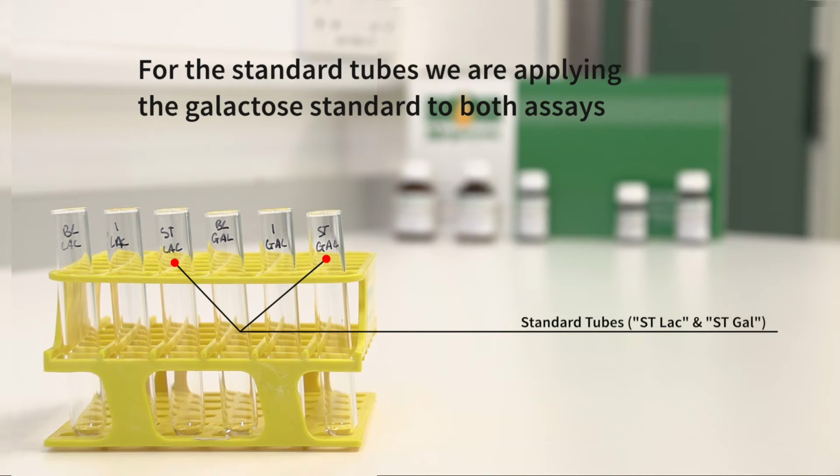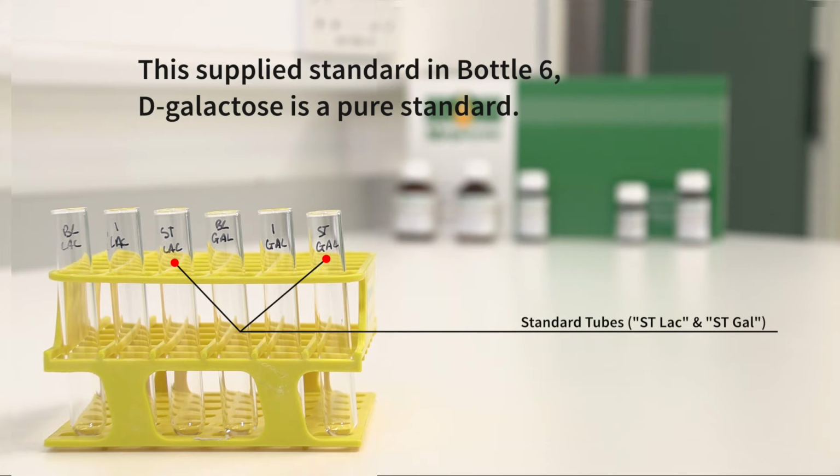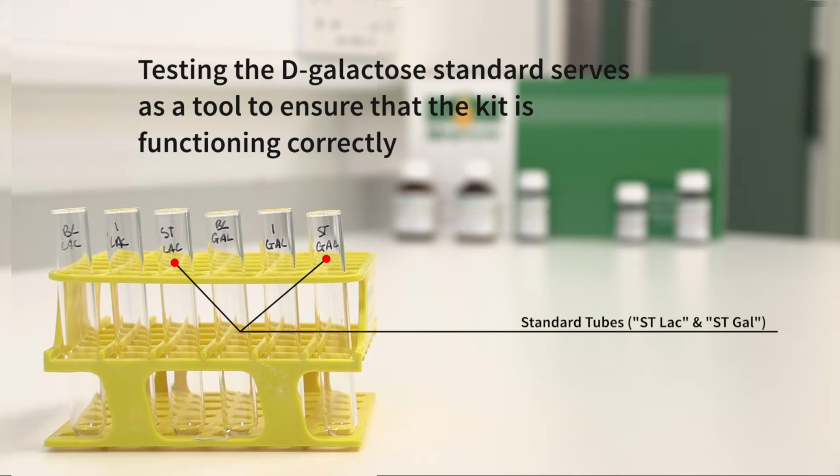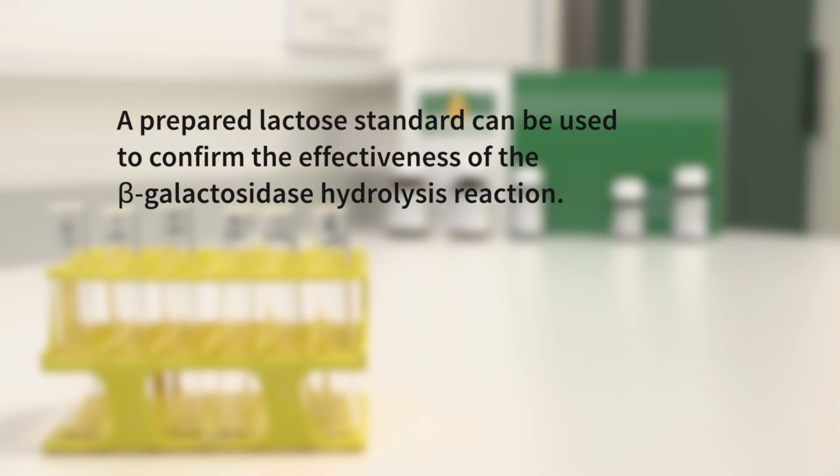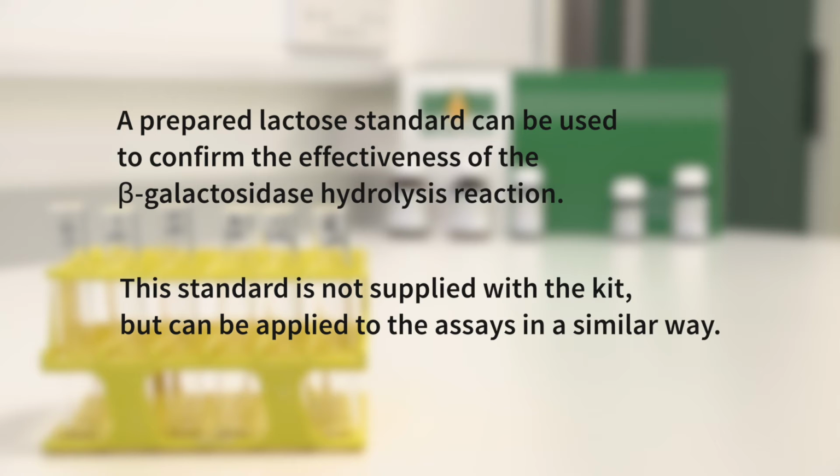For the standard tubes, we are applying the galactose standard to both assays. This applied standard in bottle 6, D-galactose, is a pure standard. Therefore, it is not necessary to test this standard in the lactose assay, but for demonstration purposes we will. Testing the D-galactose standard serves as a tool to ensure that the kit is functioning correctly. A prepared lactose standard can be used to confirm the effectiveness of the beta-galactosidase hydrolysis reaction. This standard is not supplied with the kit, but can be applied to the assays in a similar way.